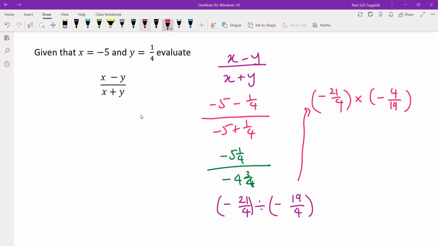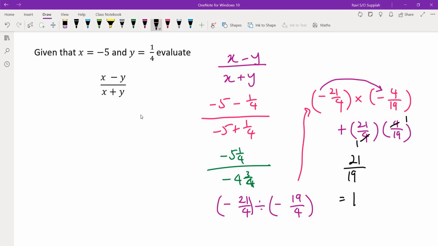Okay, so we know that negative times negative would be positive. So now we have 21/4 multiplied by 4/19. We can simplify and say that the 4 and 4 we can cancel, so 1 and 1. So what we basically have is 21/19, and to express it as a mixed number, it will be 1 and 2/19. So that is your final answer here.